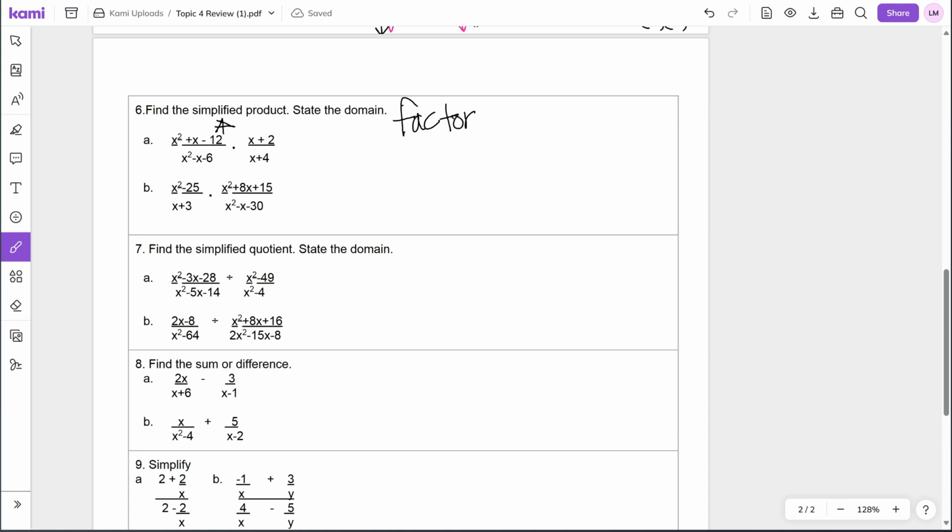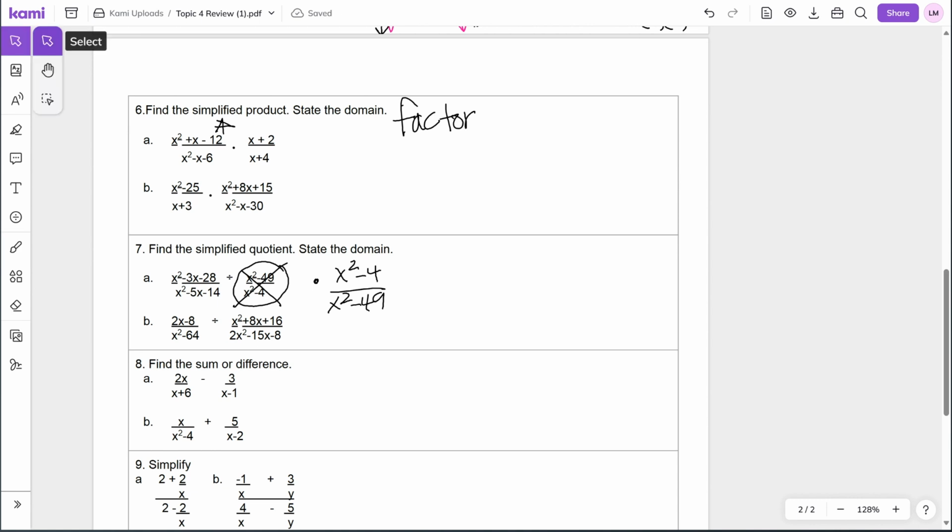On number 7, I do need to factor first, but remember we're going to flip these over and change to multiplication, so it'll look like this instead of that. All right, so change it to multiplication, multiply by the reciprocal.